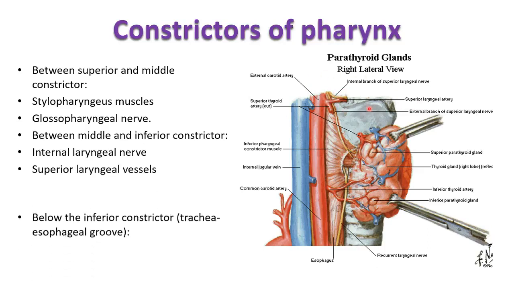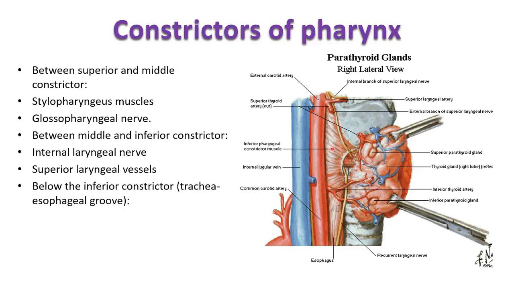Then below the inferior constrictor, so that is your inferior constrictor and this is your esophagus. Below these two, especially in the tracheoesophageal groove, you see the recurrent laryngeal nerve, and with the inferior laryngeal artery, which will be given by the inferior thyroid artery. So these two are the structures. Below the inferior constrictor, it is the recurrent laryngeal nerve and inferior laryngeal vessels.